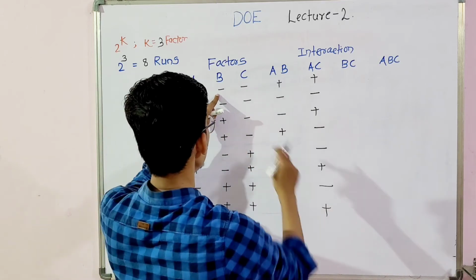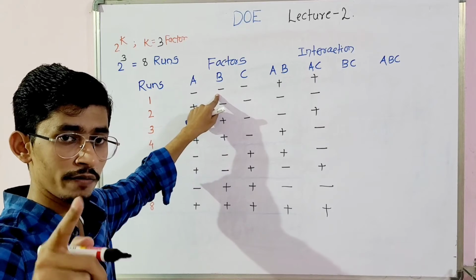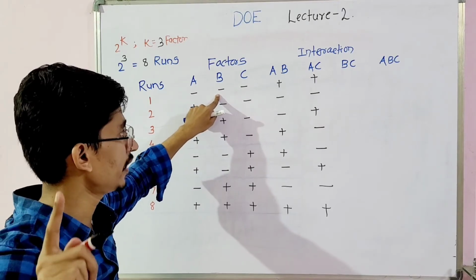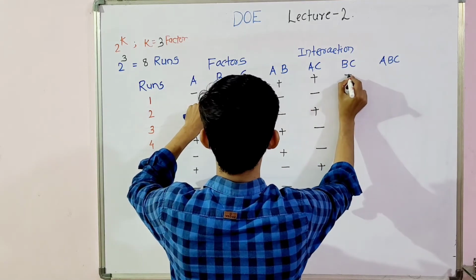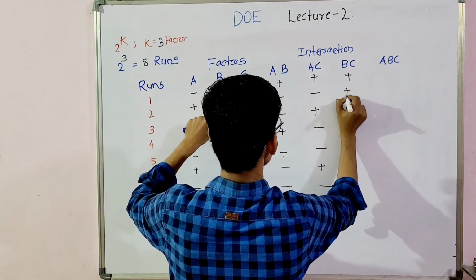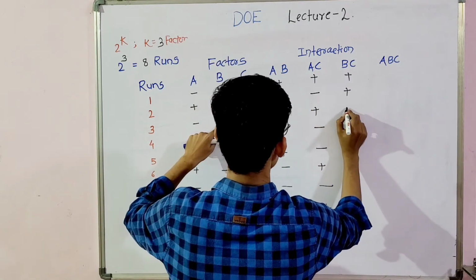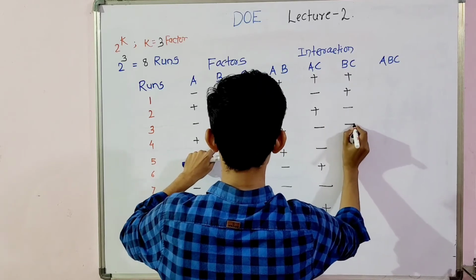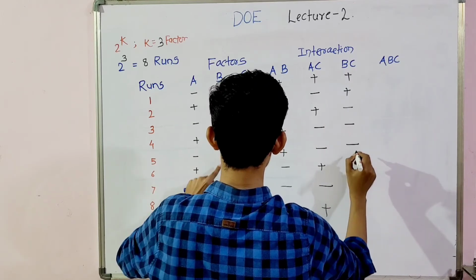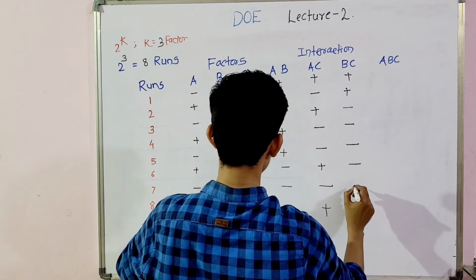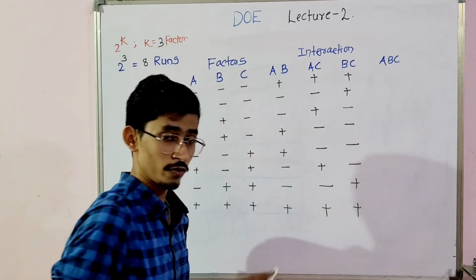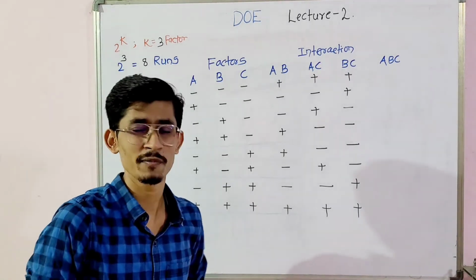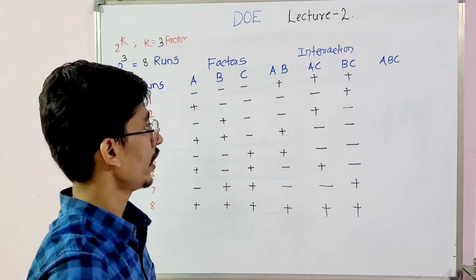Similarly for BC, you need to focus only on column B and column C for the interaction effect of BC. So minus minus you will get plus, minus minus you will get plus, plus minus is a minus, plus minus again minus, minus plus is minus, minus plus is a minus, plus plus is a plus, plus plus is a plus. If there is any mistake, it will be by chance, you can make the correction.